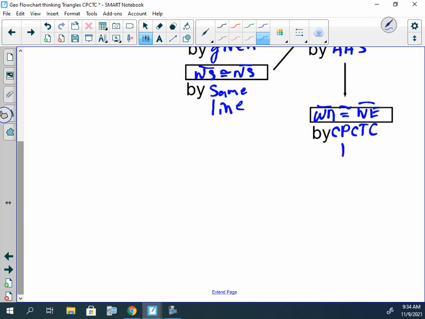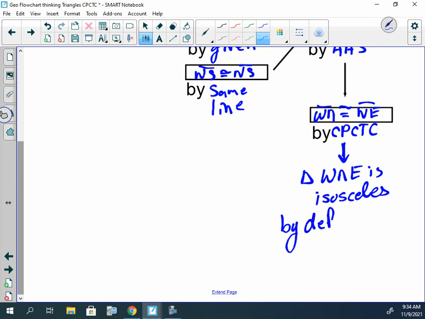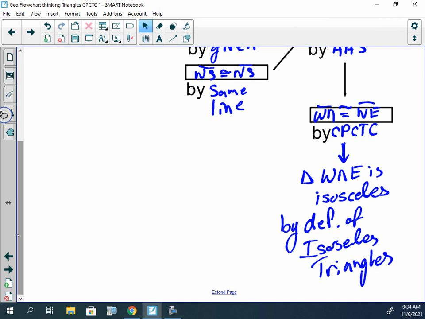Because of this, we can say that triangle WNE is isosceles by the definition of isosceles triangles. Because really, having that the two triangles are congruent doesn't tell me that they're isosceles. We had to have that two of the sides were congruent, then we could say it.